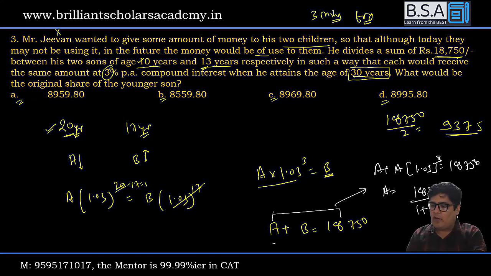Decimals are given up to 2 correct places. Let us correct those. 18750 divided by that gives 8959.60. So I guess we'll go with this answer option. 8959.60.